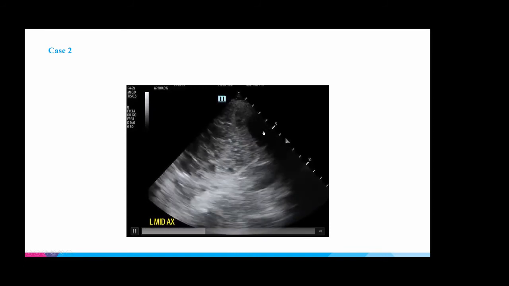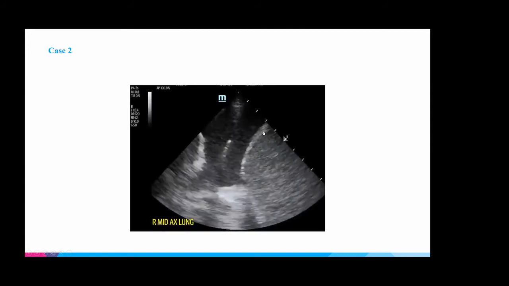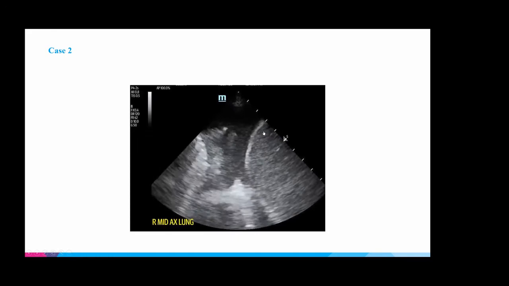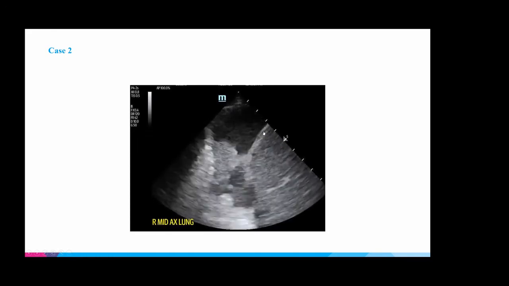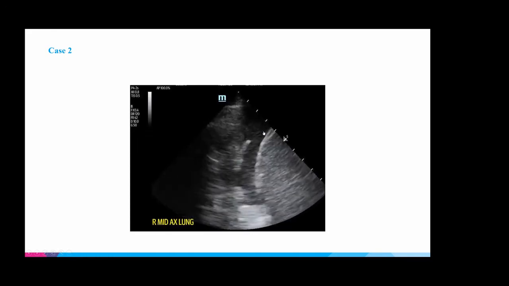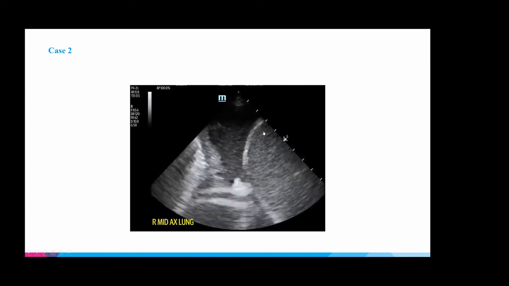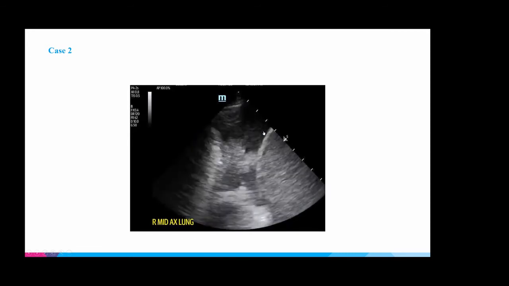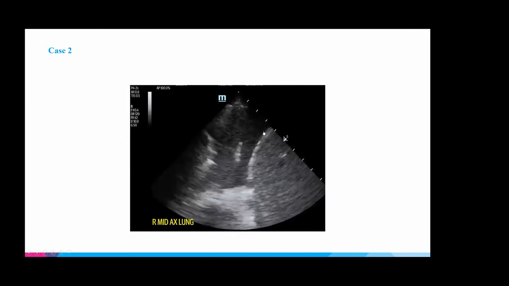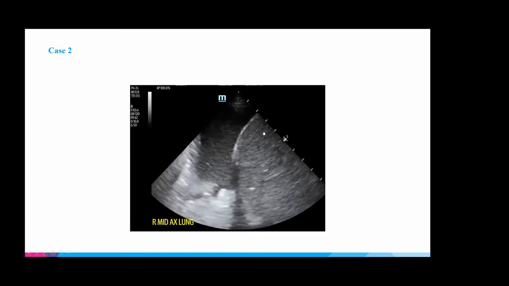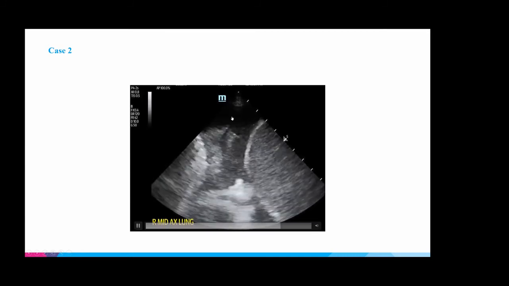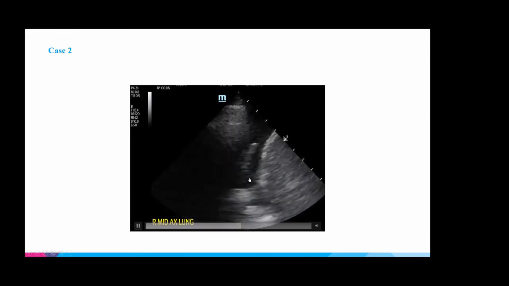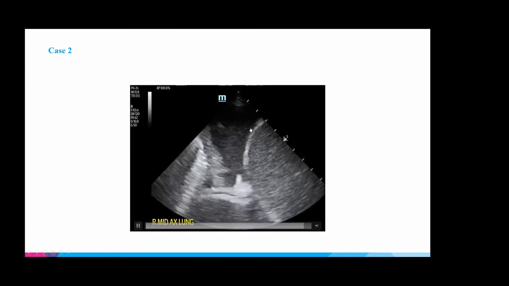And just to compare the left mid-axillary with the right, this is what we found on the right. So what do you guys think here? Is that the lung point? Like there's a flap and also an effusion. Yeah, so this is going to be an effusion here. You see this effusion here.